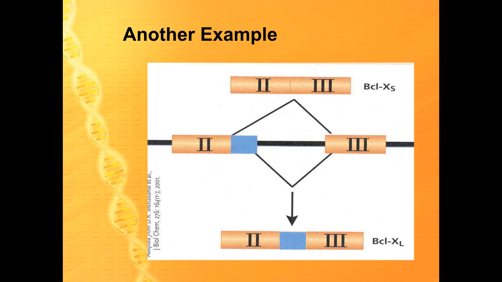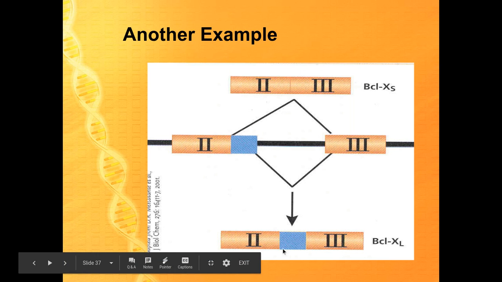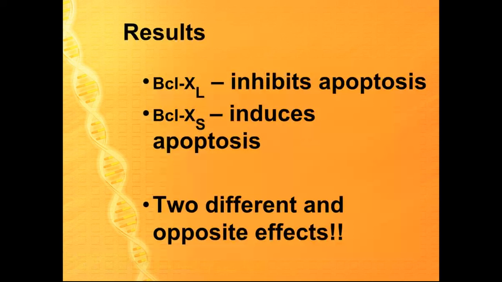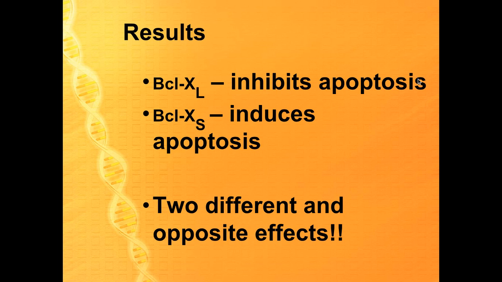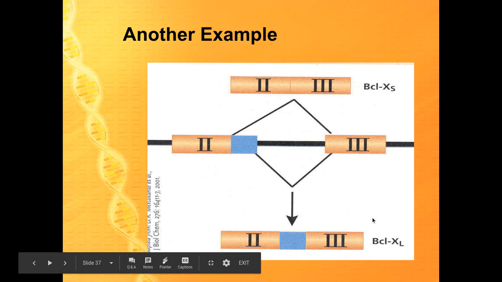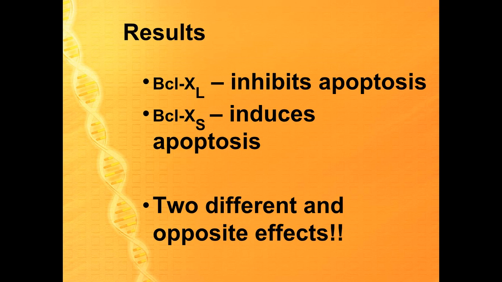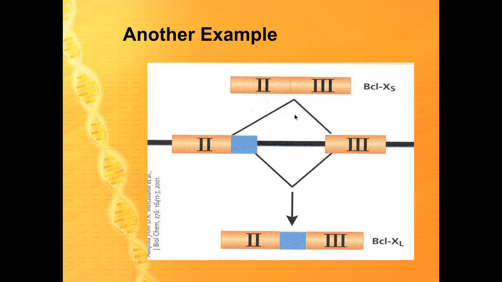Another way to look at it, you see maybe this segment is something special. We get this strand, we cut it out, we get the same kind of thing. But in this example, BCL-X, that's 2 and 3 together, is going to inhibit apoptosis. Oh, sorry, I have that backwards. This is going to inhibit apoptosis. This is going to trigger it. So they have different and opposite effects based on what's in the middle. Is it going to cause the cell to die or not?